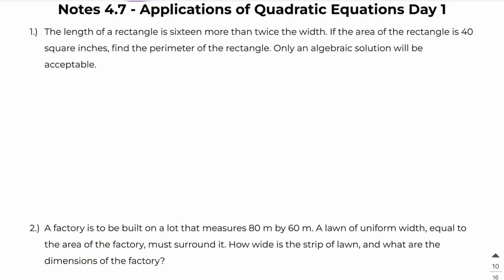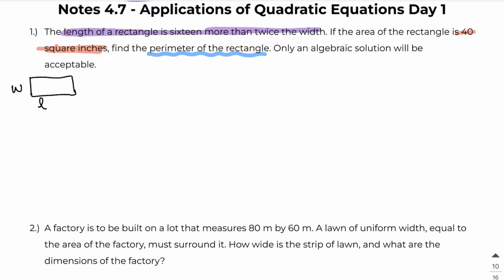It says the length of a rectangle is 16 inches more than twice the width. If the area of the rectangle is 40 square inches, we want to find the perimeter of the rectangle. Only an algebraic solution will be acceptable. For starters, I'm going to draw a sketch of what's going on here. This is the width, and this is the length right here.